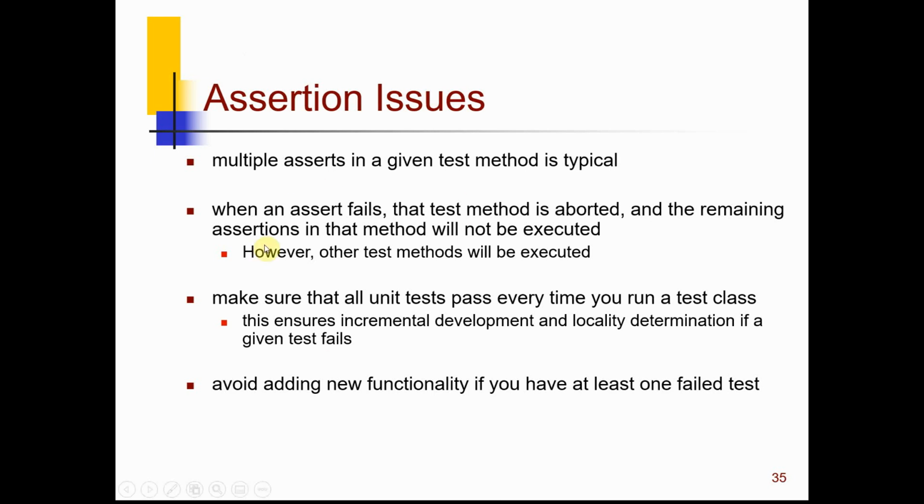Assertion issue. So here we introduce a number of assertions, and it's very common to have multiple asserts in a given test method, and when one assert fails, that test method is aborted. So the remaining results will not be executed. So make sure that all unit tests pass every time you run a test case, and avoid adding any new functionality if you have at least one failure. So JUnit is designed in a way that if one assertion fails, then the entire execution is aborted. So this forces you to look into the issue and make sure that one passes so that you can move on.